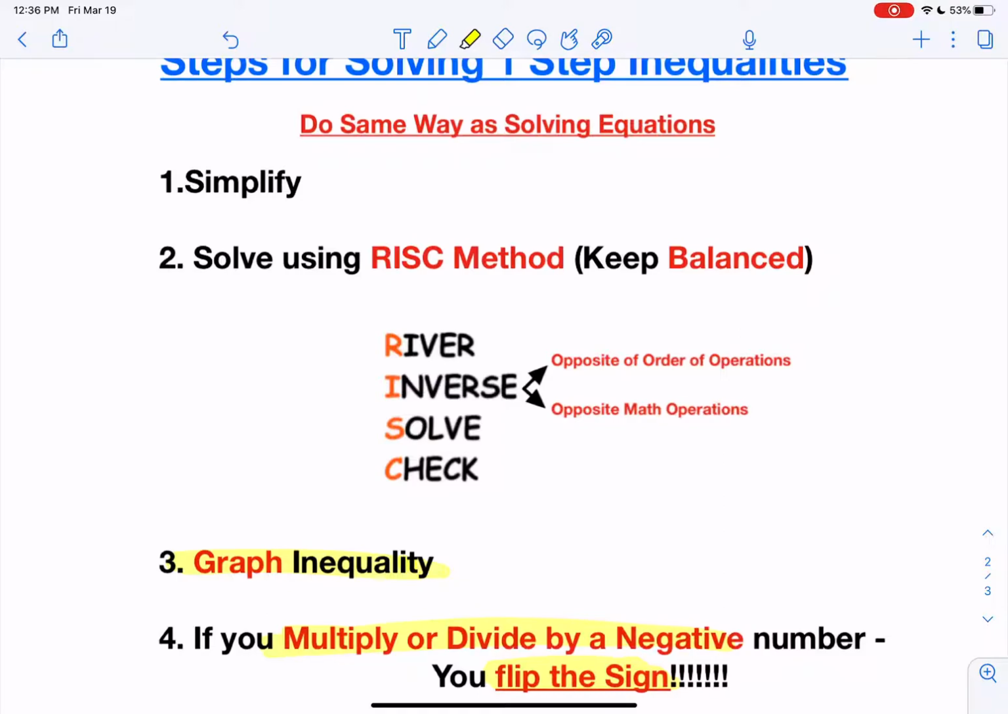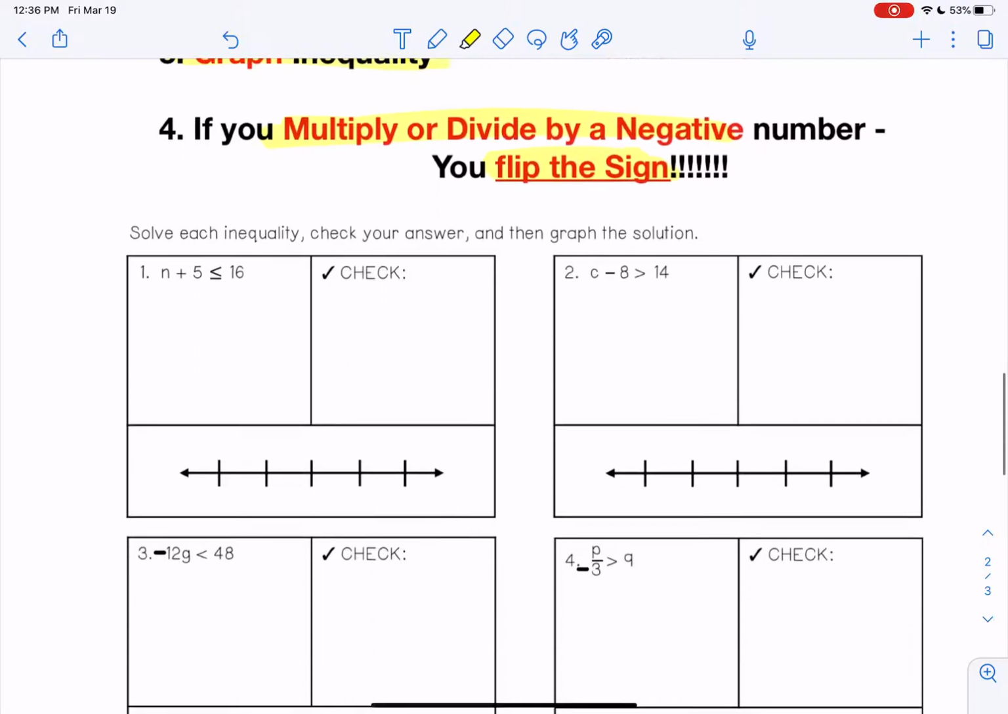Step 1, you simplify, whether that's combining like terms or doing the distributive property. Step 2 is using the RISK method: river, inverse, solve, and check. Make sure you keep your inequalities balanced, just like on equations. All of that's the same. So you're going to do it just like equations, and then you'll graph. And if you happen to multiply or divide by a negative number, you'll flip the Pac-Man to face the other direction. All right, let's take a look at a couple of examples.